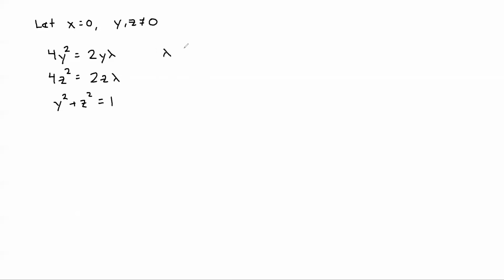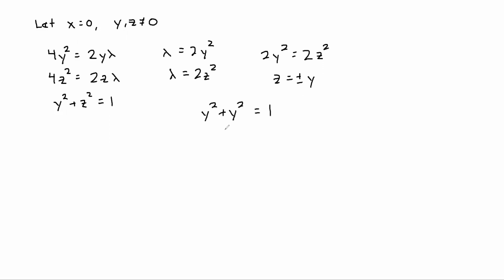So from here, you could go through and say, all right, well, lambda is 2y squared, and lambda is 2z squared, and then 2y squared equals 2z squared, and then y equals, or let's be consistent here and solve for z equals plus or minus y. And then you could take that and plug it in, and you're going to get y squared plus y squared equals 1. 2y squared equals 1. Y equals plus or minus the square root of 1/2. Since y is plus or minus the square root of 1/2, z is also equal to plus or minus the square root of 1/2.